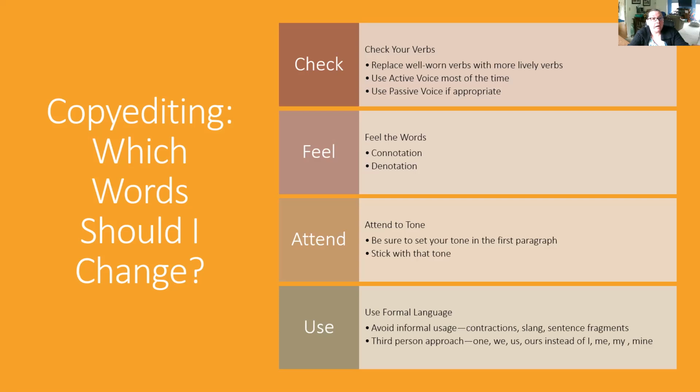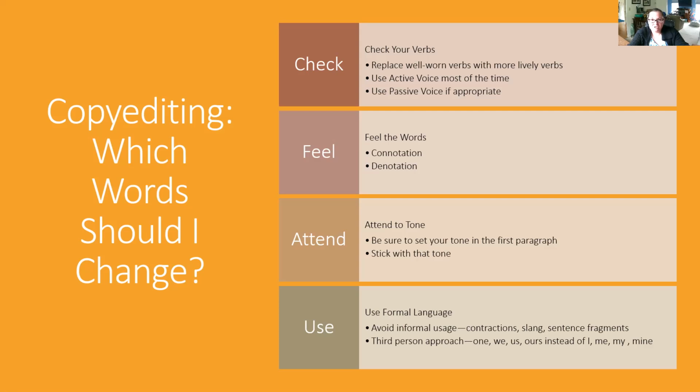You need to be aware of that to make sure that you aren't accidentally implying something by using a word that has specific associations with it, or maybe doing it on purpose for an effect, right? So just keep that in mind. Make sure your tone is set in your very first paragraph, your introductory paragraph, and stick with that tone. Again, you don't want it to be too casual and too informal, but you don't want to sound like a robot with no personality either.